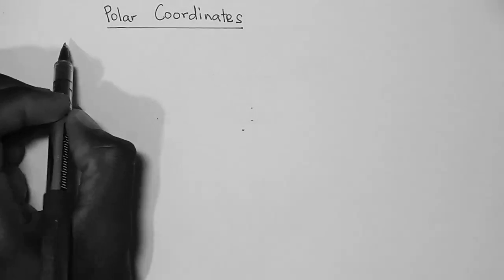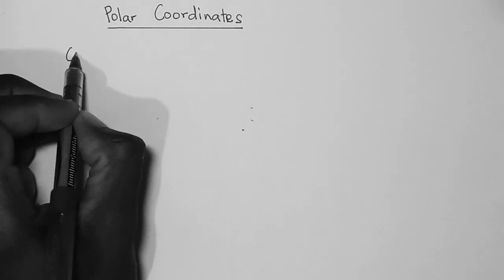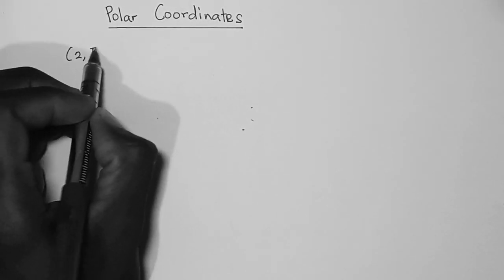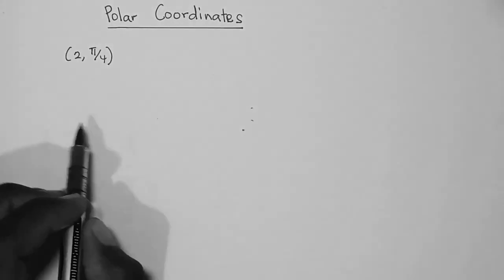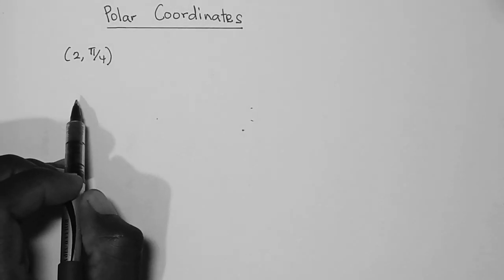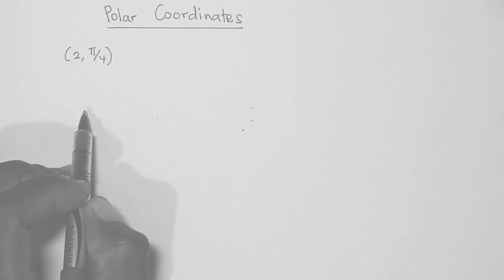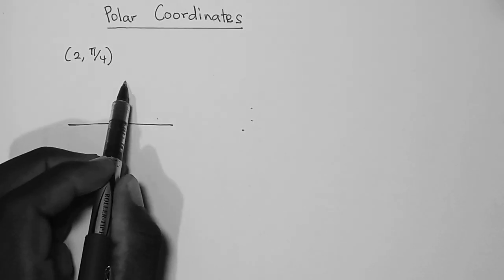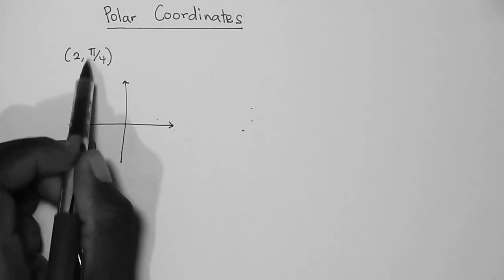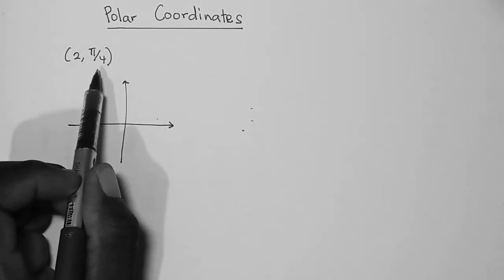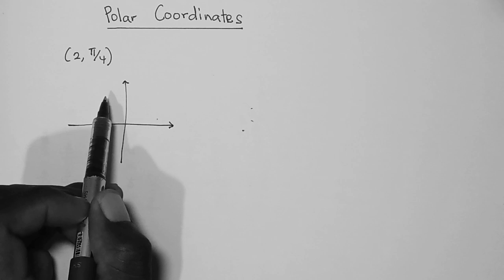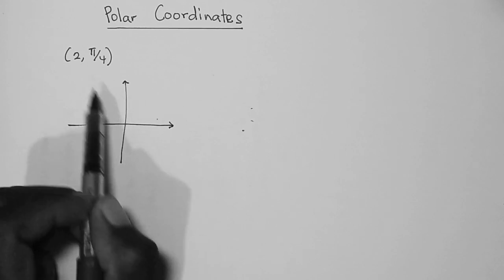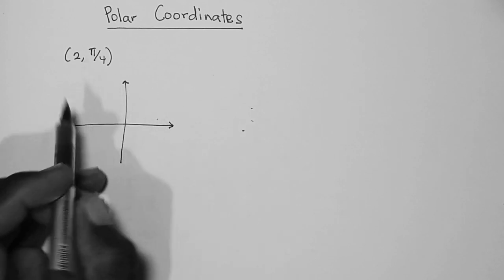So let's assume that we are having the point (2, pi over 4). How do you represent (2, pi over 4) on the polar axis? So let's draw the polar axis. What is pi on 4? Pi on 4 is the same as 45 degrees. So in other words, 2 units and 45 degrees.